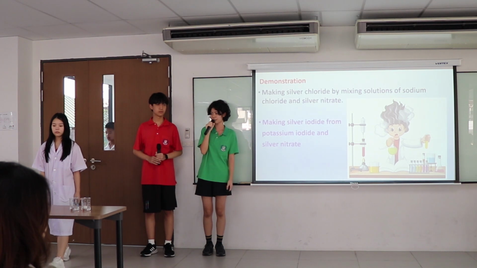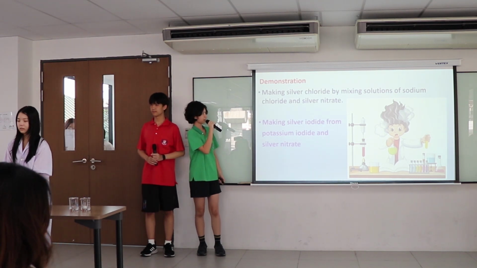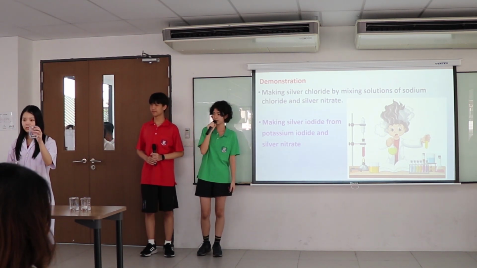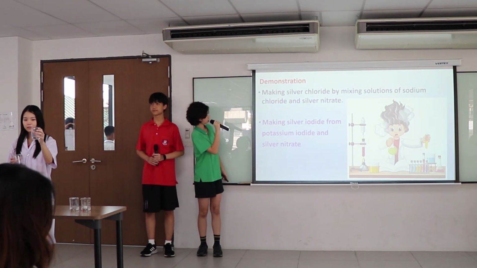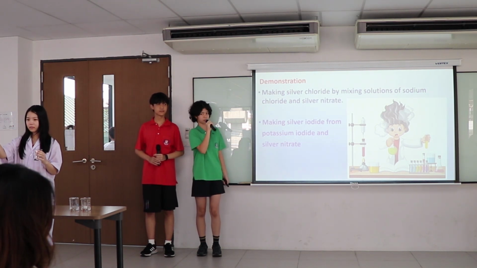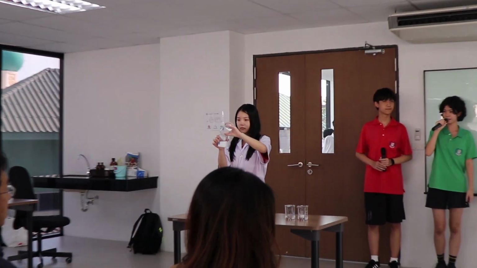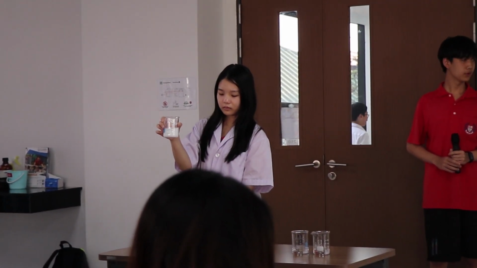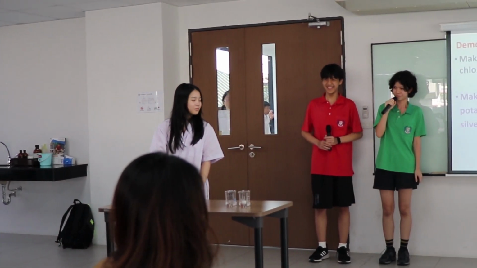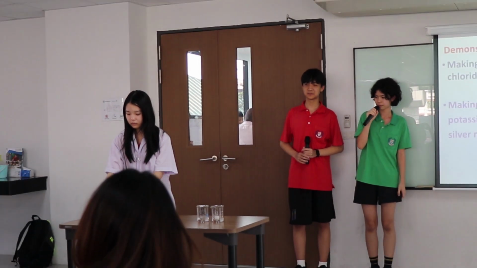For our demonstration today, Eileen here will be making silver chloride by mixing a colorless solution of sodium chloride and a clear solution of silver nitrate together. Once she mixes them together, it will form a white insoluble precipitate. For our second demonstration, she can filter the precipitate out by using a funnel and a filter paper.